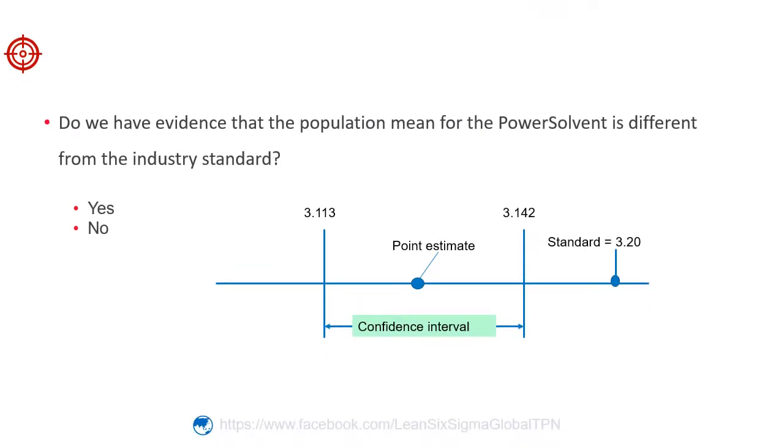Do we have evidence that the population mean for the power solvent is different from the industry standard? That is, is power solvent different than other solvent on the market? So we can see here that the answer is yes, because 3.10 is not within the confidence interval. It is likely that our sample came from a population with a mean that is different from the standard fuel consumption. A lower fuel consumption value may indicate that the power solvent is better than the other solvent already on the market.